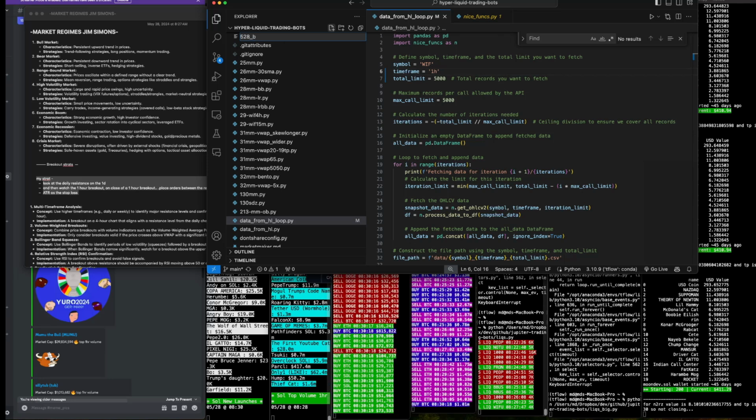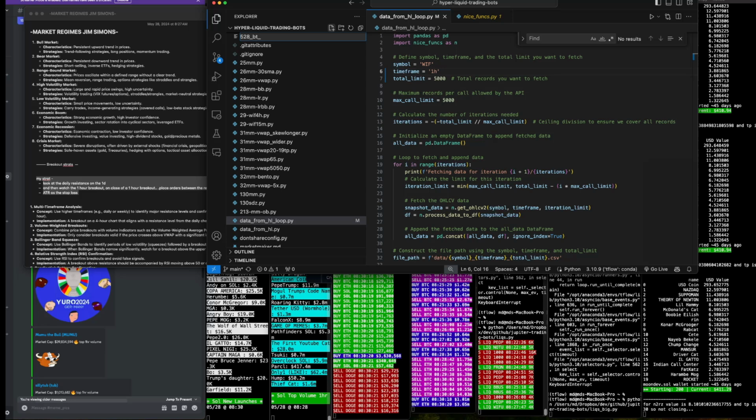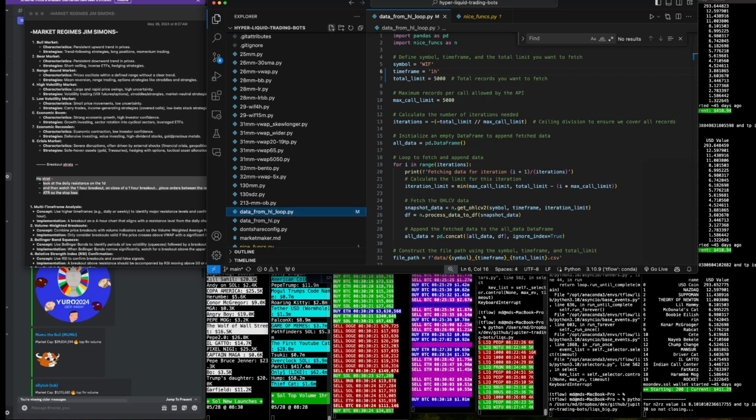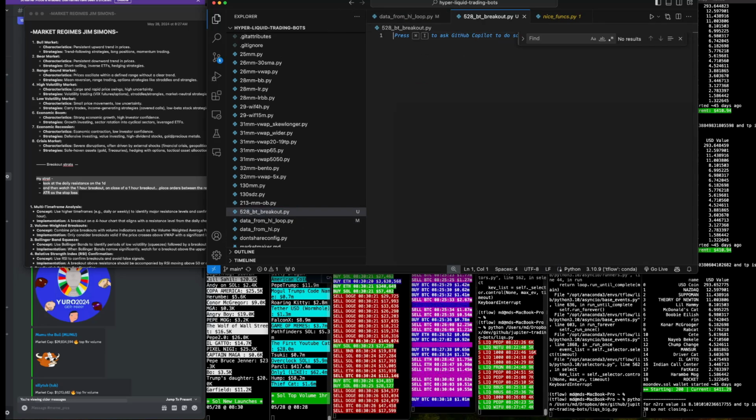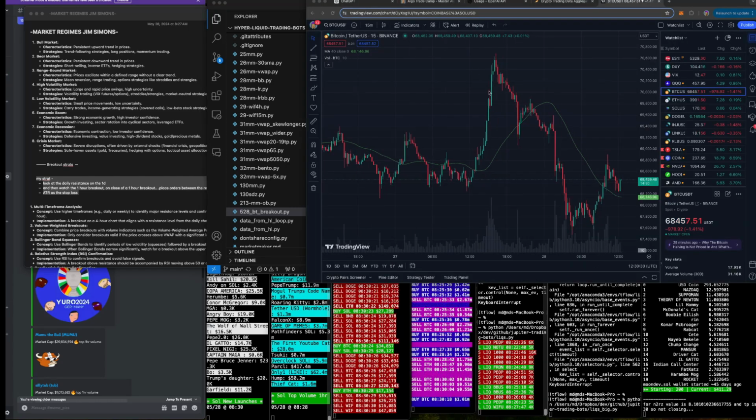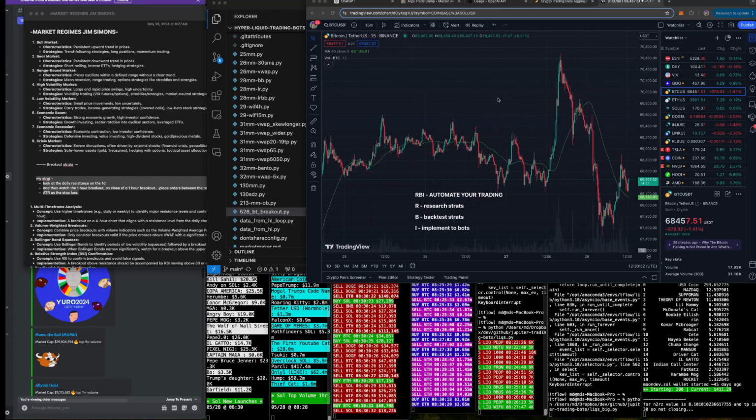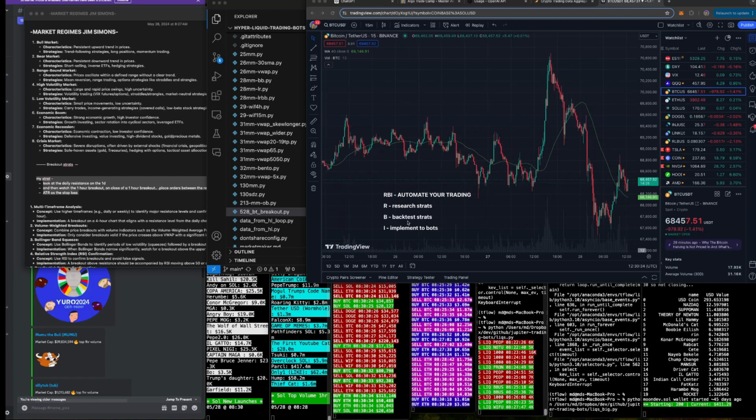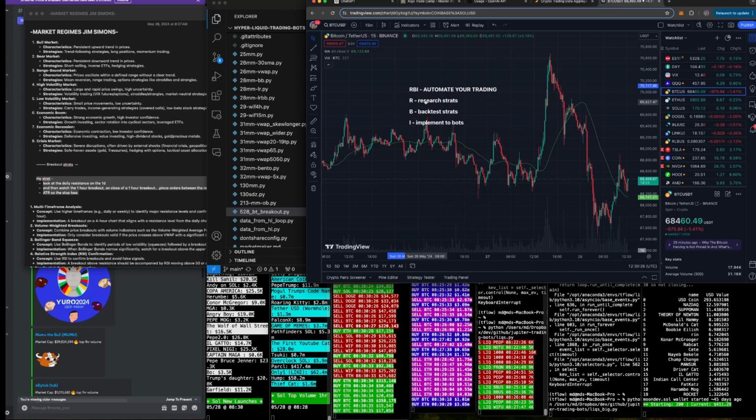528 BT breakout.py. Okay. I haven't explained this yet, so I'm going to explain it. The way I automate my trading is this. This took me a really long time to figure out, because when I first got into automated trading, I wanted to go build bots immediately.